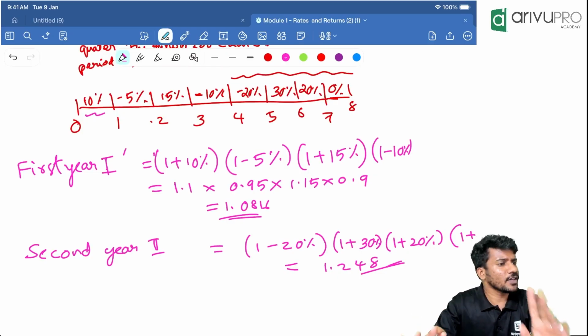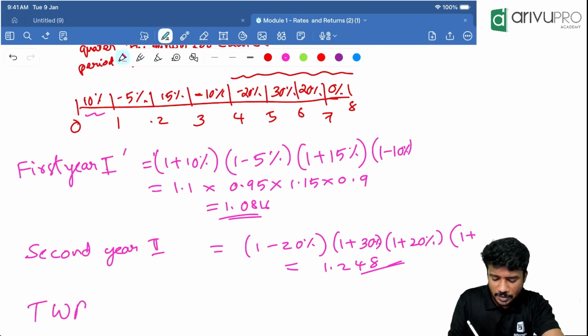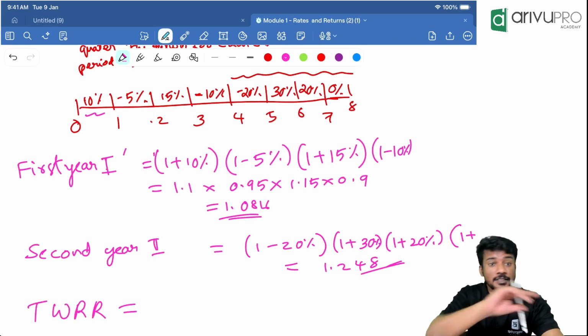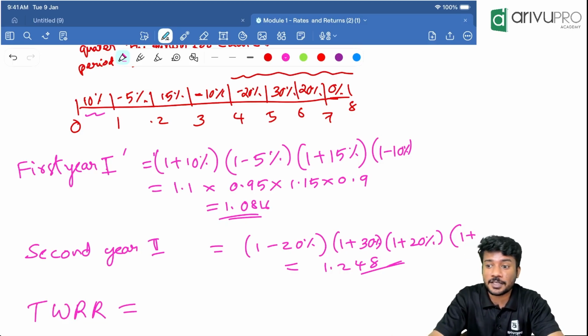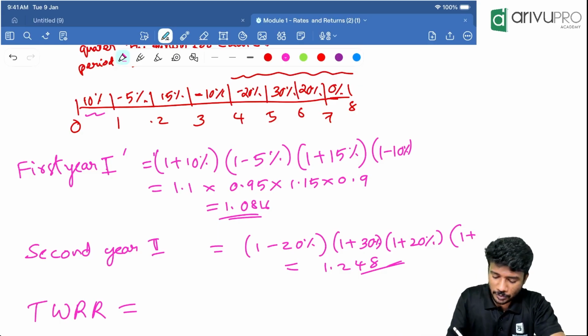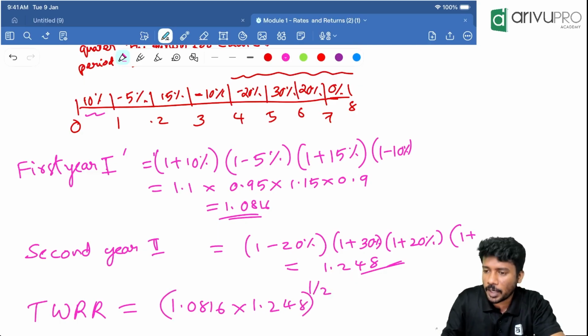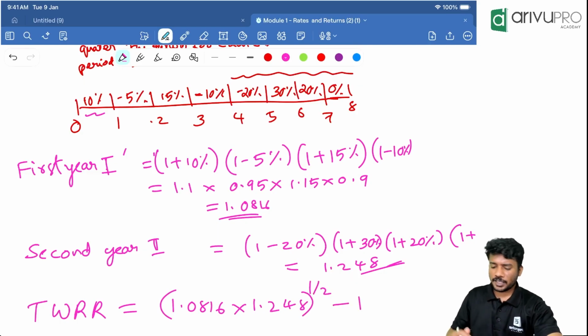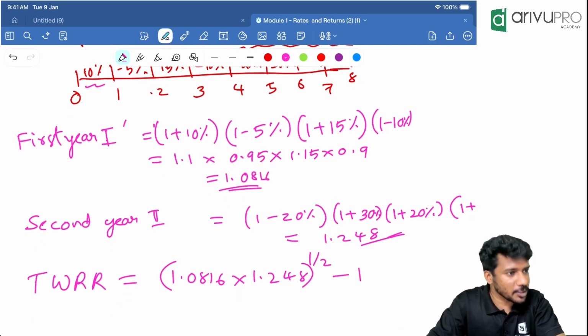Now till here we got first year, second year. Now we are going to find our time weighted rate of return. Whenever we are finding time weighted rate of return, will we find the geometric mean or the arithmetic mean? We will always go for geometric mean for return. So the first year is 1.0816 multiplied with 1.248, the entire thing raised to 1 by 2, minus 1. Why are we subtracting 1? Because we already added the plus 1, and we are finding it with respect to the percentage.